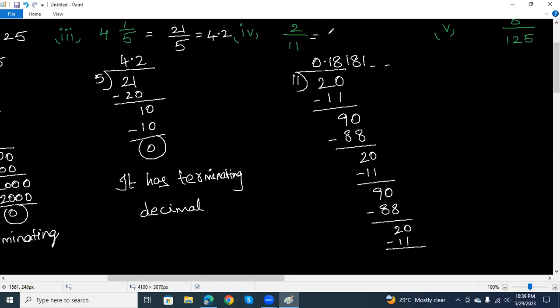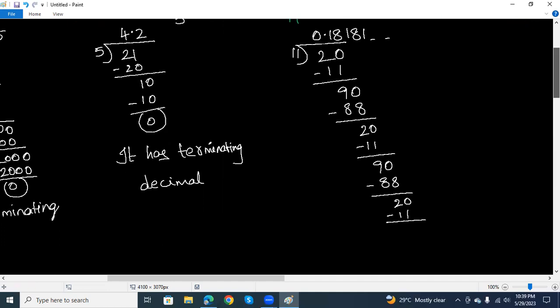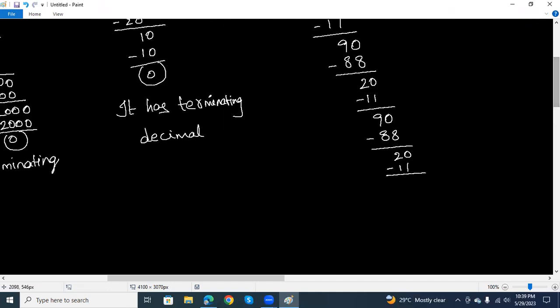So we can write this as 0.18 with a bar on top of 18. These two digits are repeating, so we can put a bar. So it's a non-terminating and repeating decimal.